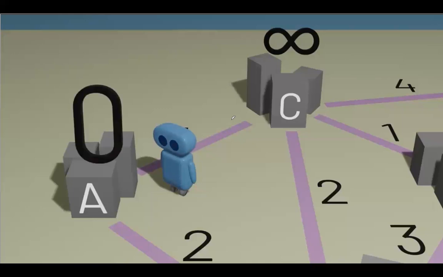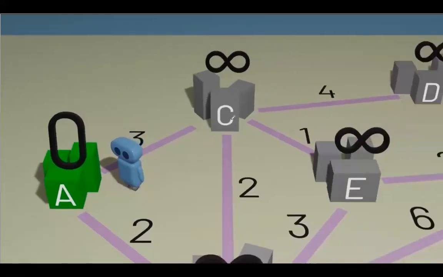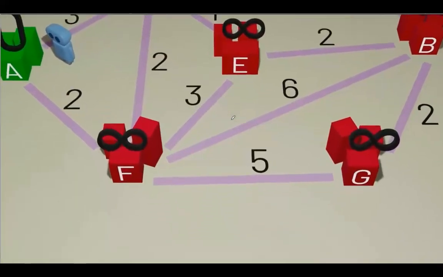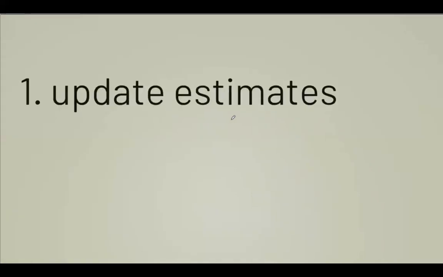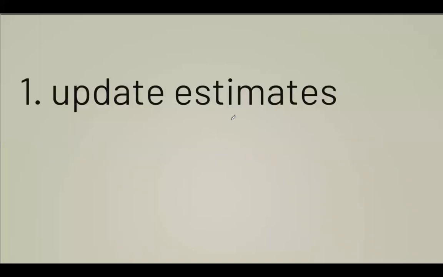Once we've found the shortest path to a town, let's call that town Explored. For all other towns, we'll consider them Unexplored. We don't yet know what the shortest path to them is. So what can we do next? Dijkstra's algorithm repeats a two-step process. First, we update our estimates, and second, we choose the next vertex to explore. So let's start with the first step, updating our estimates.